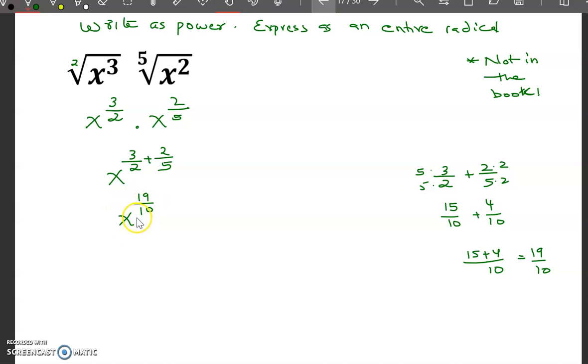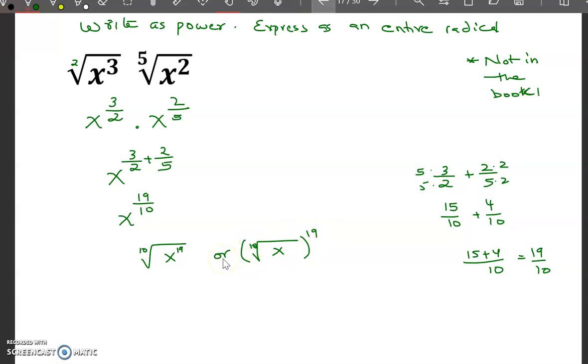We're now going to write it as a radical. So x becomes the radicand, the denominator becomes the index, which is 10, and then 19 becomes our exponent. Or if you want to put that 19 outside, same thing.